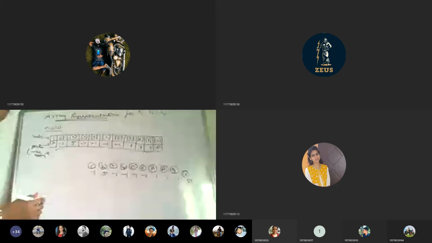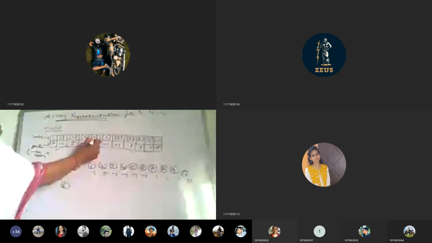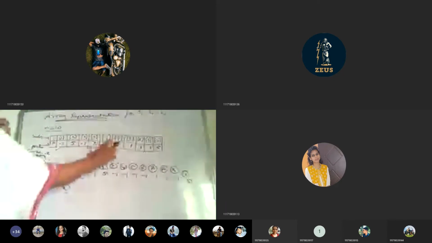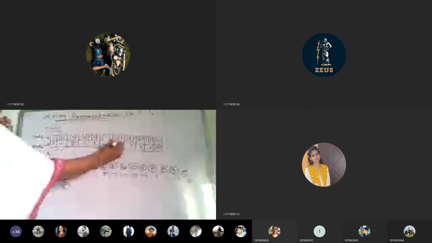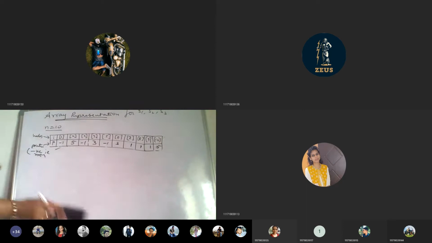And moving on to set 3: 3, 4 and 6. So 3 is the root only, that's why it will be -1. 4's parent is 3, and 6's parent is 3. Okay, so after these representations, from this graphical representation, what can we make out?